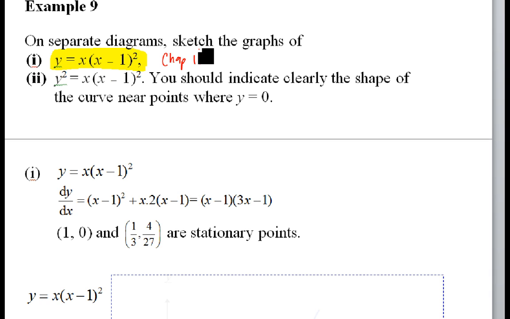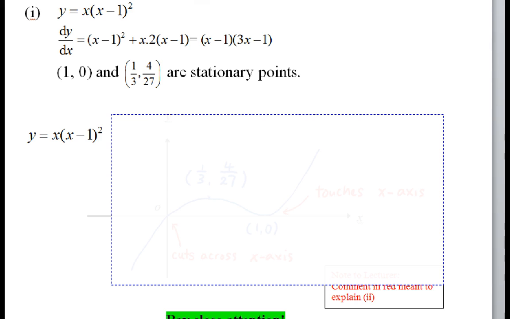You can either use your GC, no problem. Or in this case, we do it by hand, but actually you can use your GC. Follow? So, you can find what the stationary points are. Okay, dy dx, I differentiate. I should be able to get 2 stationary points. Don't care how we do it. Because this is a simple cubic, you can use your GC.